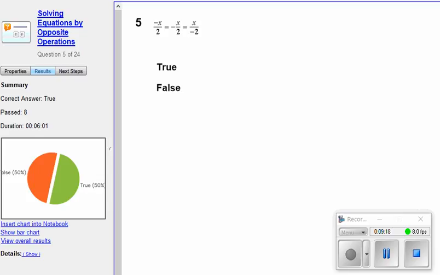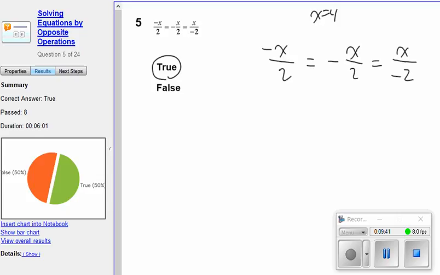Question 5 is exactly what we just talked about, right? So a negative half of x is the same thing as a negative half of x, which is the same thing as a negative half of x. This is true. And I guess the easiest way for us to see this is to put a value for x. And we're going to make x equal to 4. So I'm going to tell everybody that x is actually 4, okay?